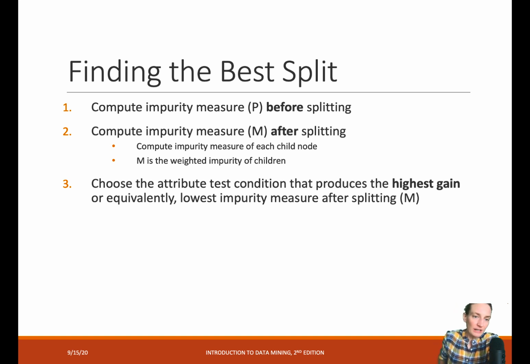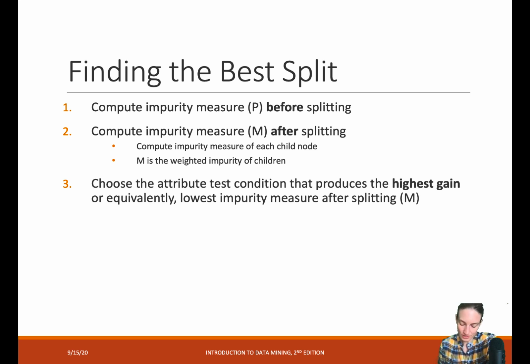So what do we do? We calculate whatever measure we're using. We're going to calculate the impurity before doing the split and after the split. And then we're going to choose the test condition or the feature that produces the highest gain or the lowest impurity measure, which is the same, after splitting. Okay? So in the previous example, we will calculate the impurity of doing a split on each of the attributes, and then choose the one with the lowest impurity based on our chosen measure after splitting. Okay.